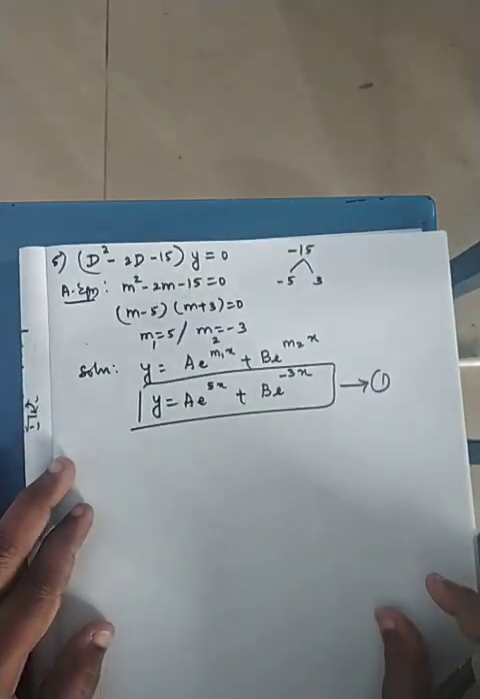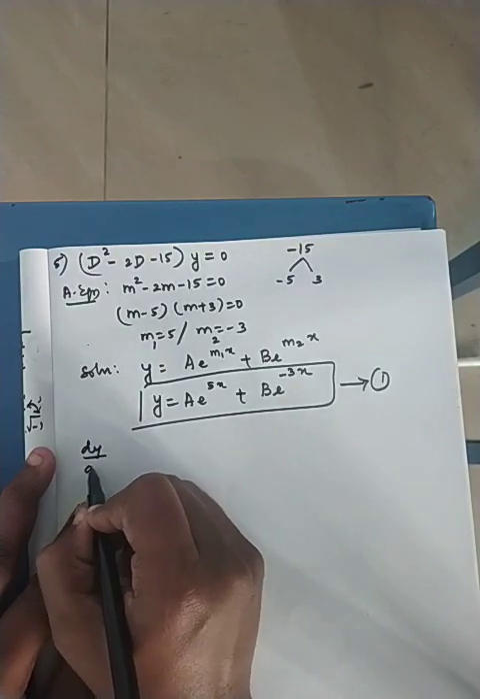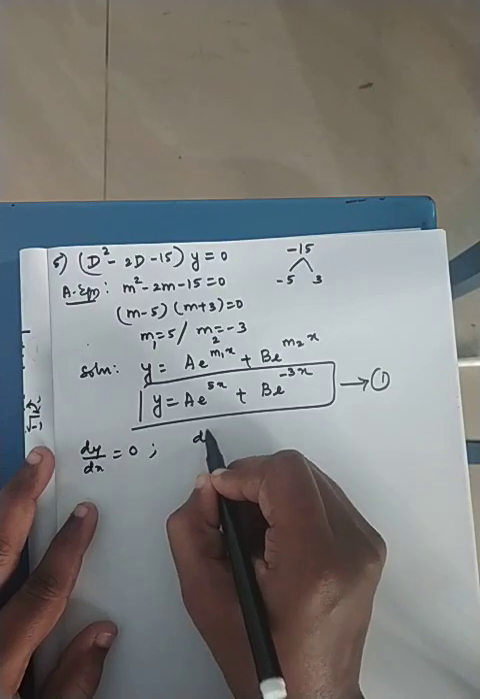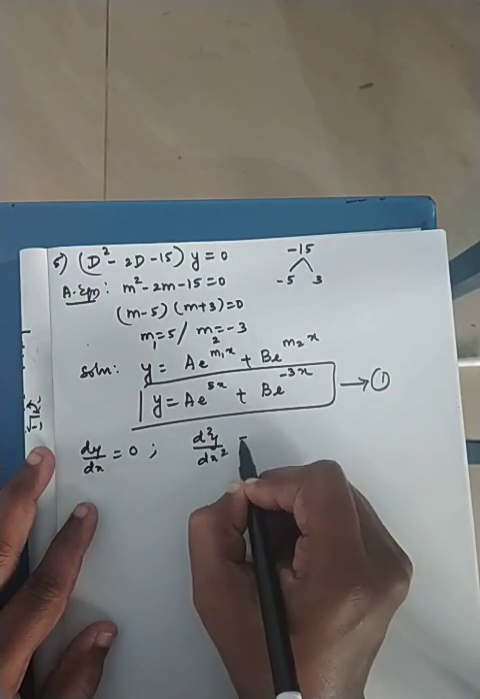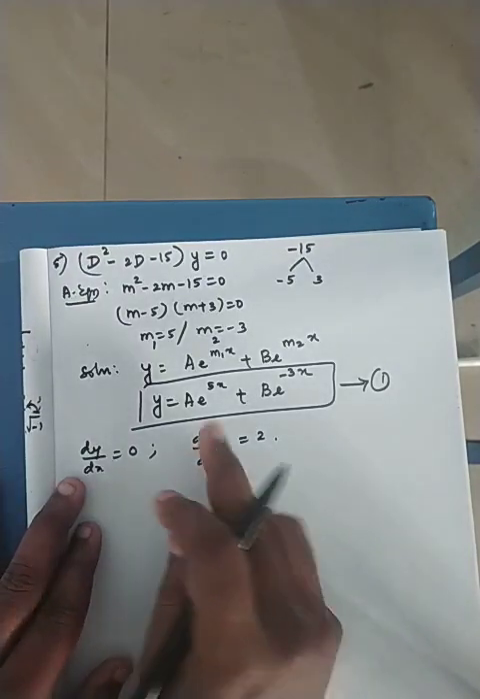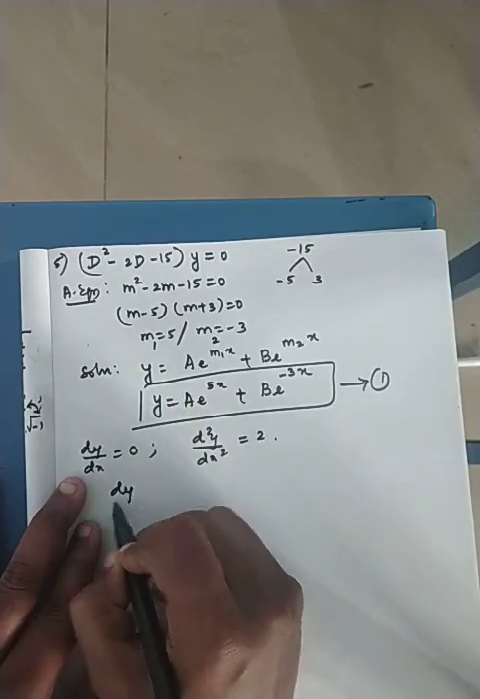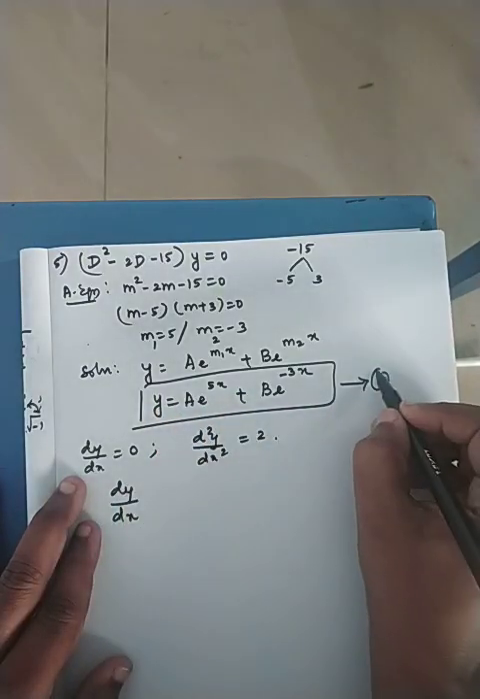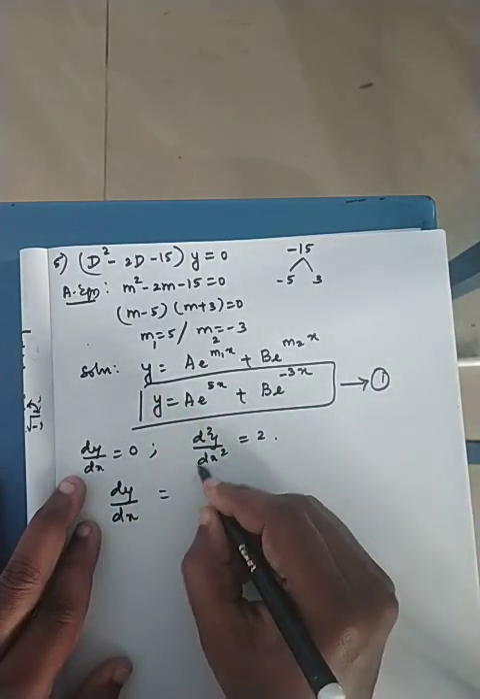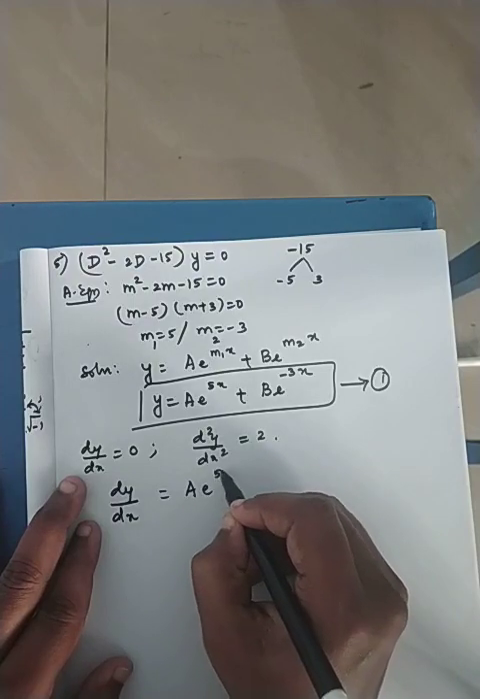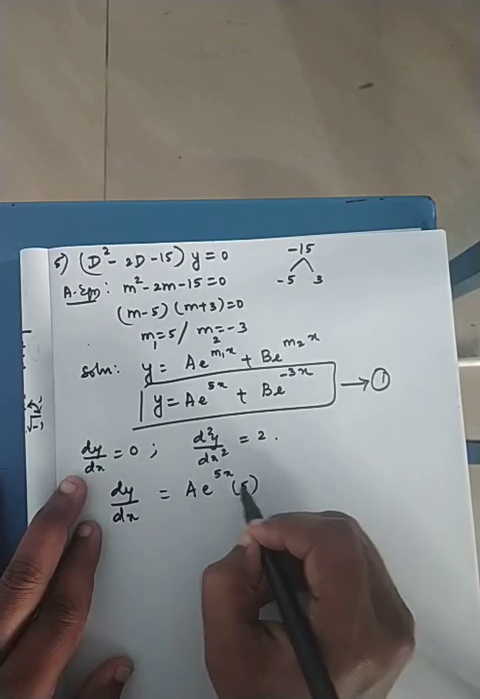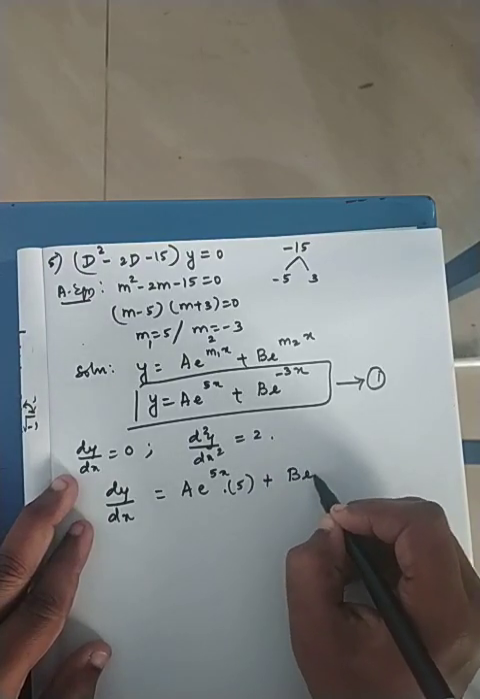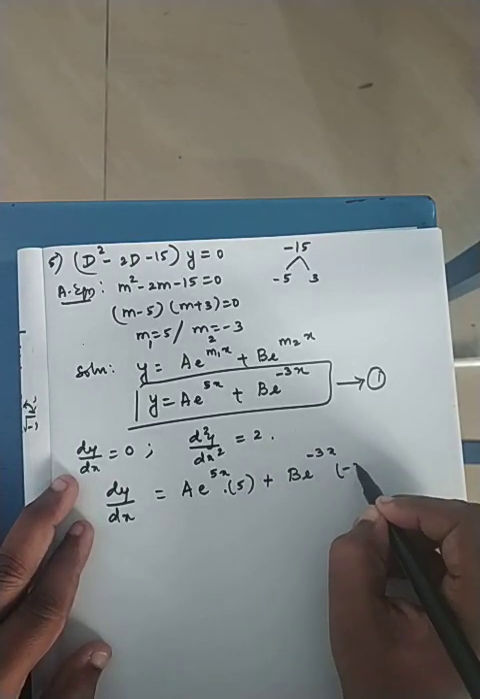Now if you read the problem, they have given dy by dx is equal to 0, and d squared y by dx squared is equal to 2. Okay, so first I find dy by dx. That is, I differentiate this equation 1. Then I will get dy by dx. What is that? a into e power 5x into 5, because this is differentiation, so I will be multiplying. Then plus b into e power minus 3x into minus 3.